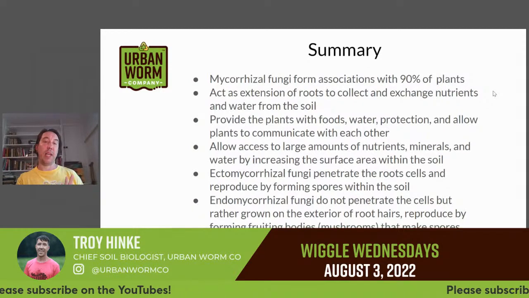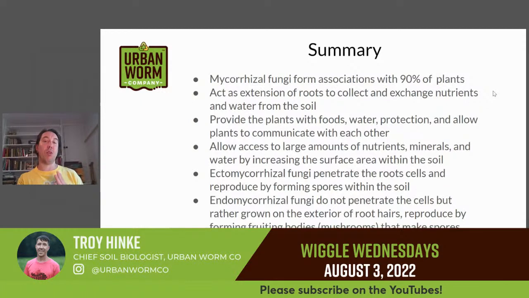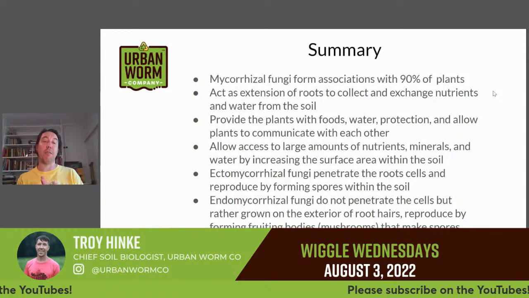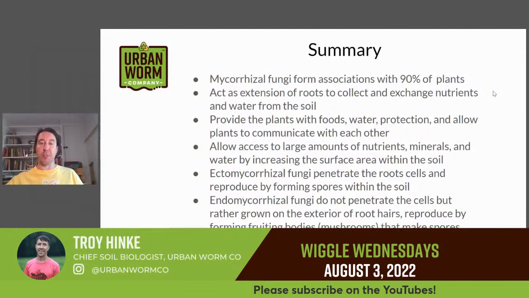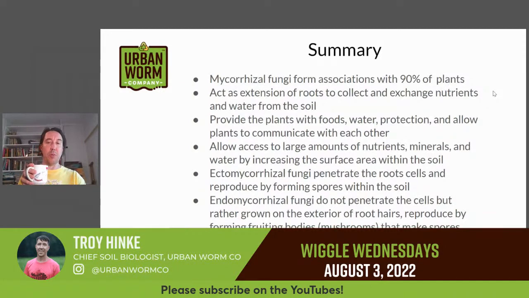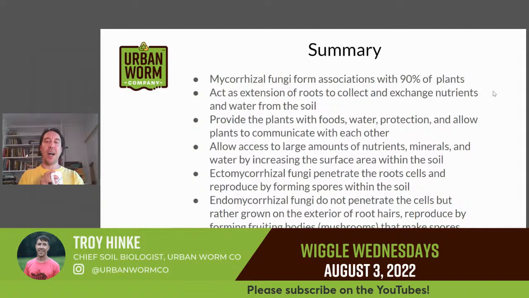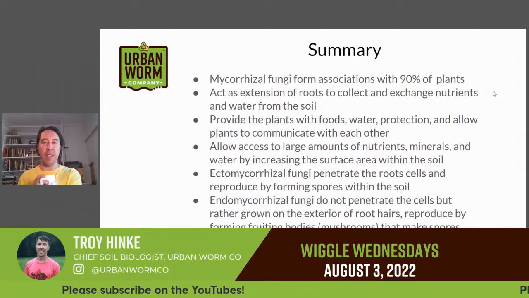And then ectomycorrhizal fungi penetrate the root cells and reproduce by forming spores within the soil. Endomycorrhizal fungi do not penetrate the cells, but rather grow on the exterior of the root hairs and reproduce by forming fruiting bodies or mushrooms that make spores to reproduce. And then super important is that mycorrhizal fungi are obligate symbionts and require living roots to germinate and continue to survive.